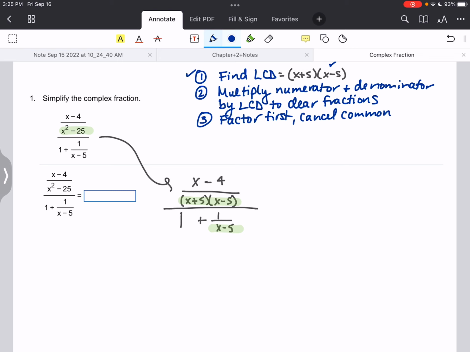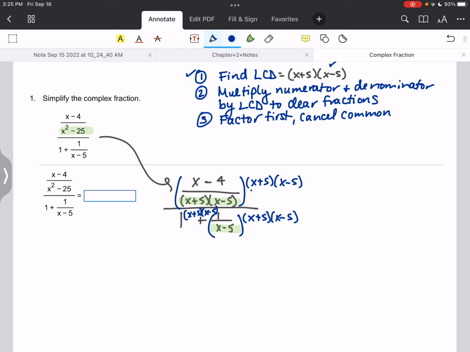Right, so now I'm on step 2. Multiply my numerator and denominator, all terms, by my LCD to clear out any fractions. So I'll multiply this by x plus 5 times x minus 5. I'll multiply my 1, that's a term, by x plus 5 times x minus 5. And then I'll multiply 1 over x minus 5 by x plus 5 times x minus 5.